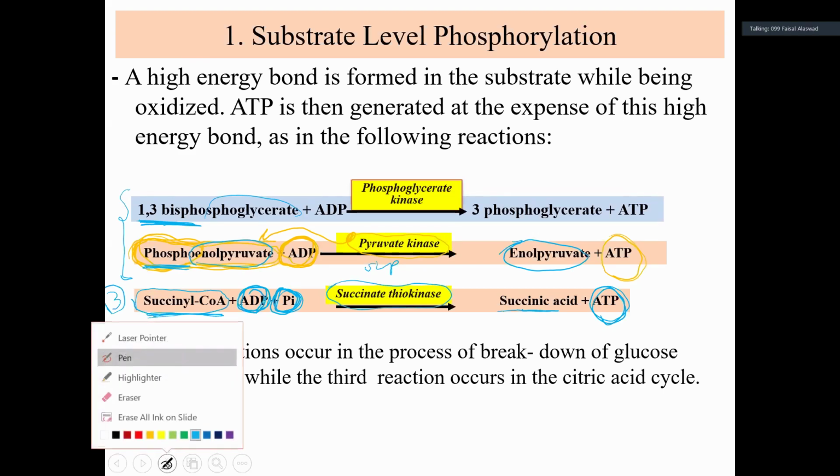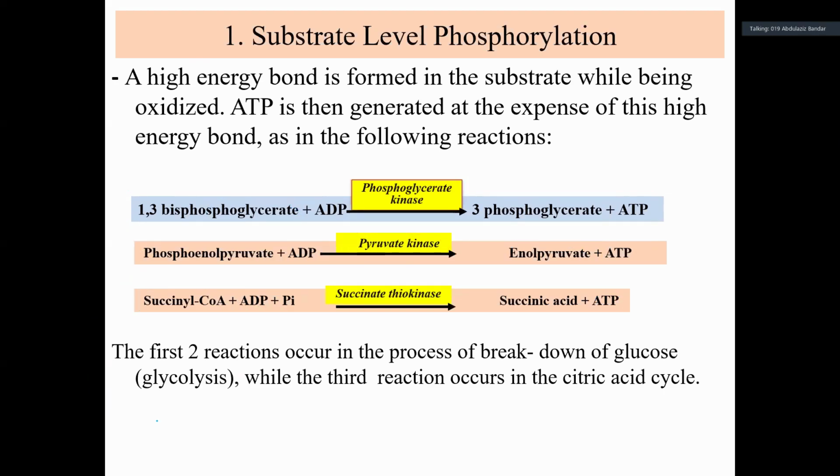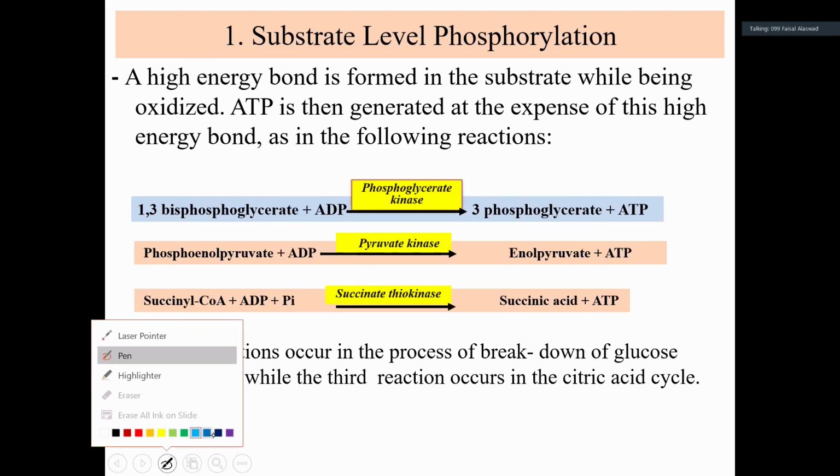Is this clear? Can you repeat the last step, Doctor? Okay, I will repeat it.